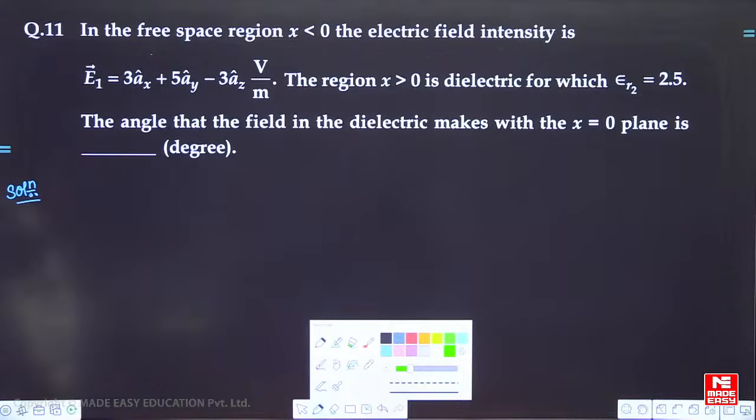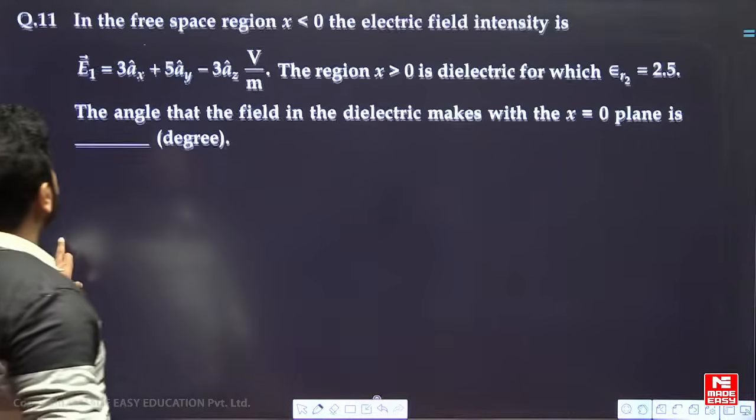Good, answer is correct, that is very good. Okay, so let us solve this question.